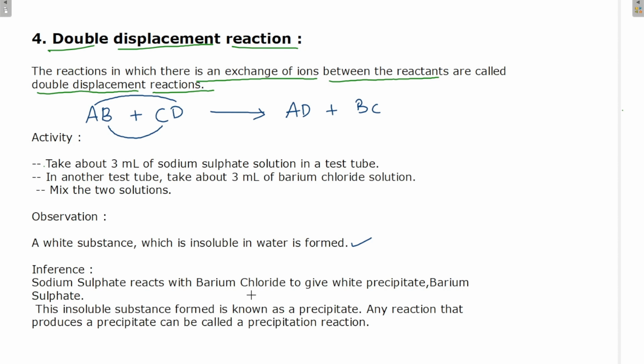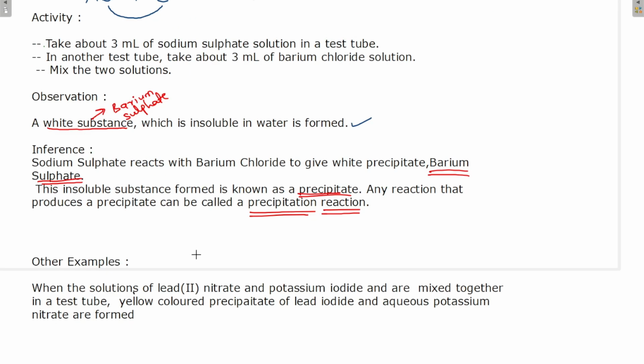Let's see the reaction, what happens here. Sodium sulfate reacts with barium chloride to give a white precipitate, that is barium sulfate. That white substance which is formed here is due to the formation of barium sulfate. We will understand this once we write the equation for this reaction. Yes, this insoluble substance formed is known as precipitate, and such reactions which show the formation of precipitate are called precipitation reactions. Let me write the chemical equation for this reaction.